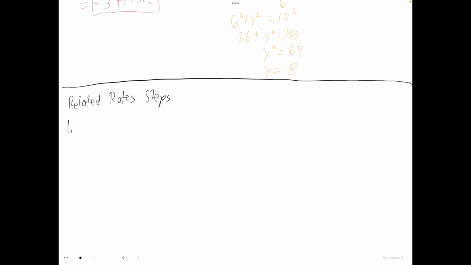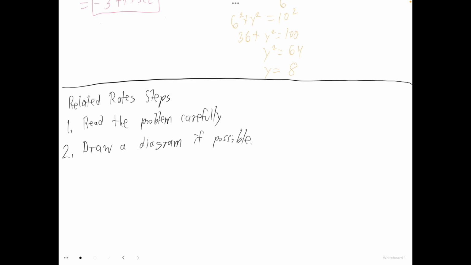So step 1, these come from a textbook, so just be aware the first step is kind of dumb, but it says read the problem carefully. Make sure you actually are reading the question. That's really all I have to say there. Step 2 is draw a diagram, if possible. So sometimes a picture is not easy to draw, but if you can draw a picture of the situation, it'll help you logic through what's going on a lot easier.